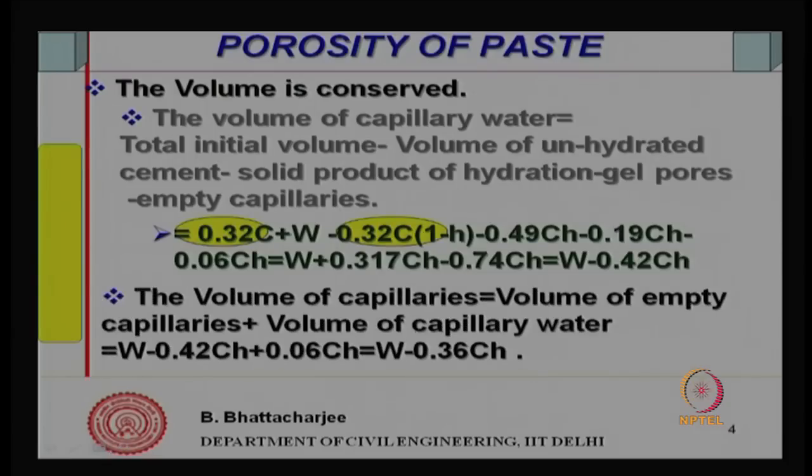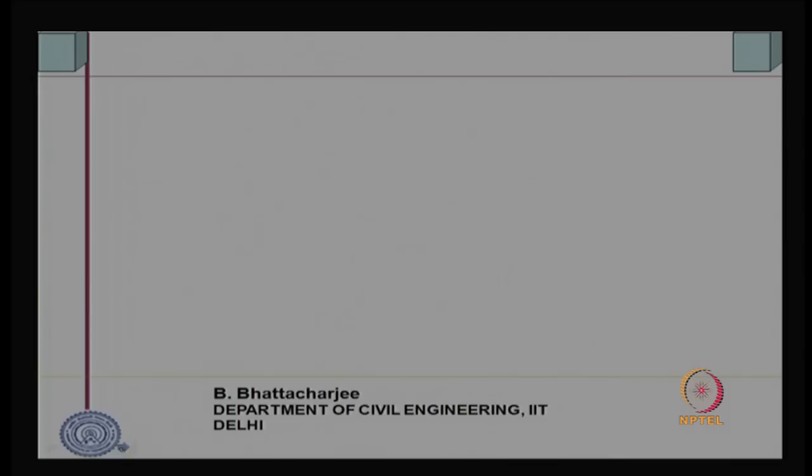Thus, the total volume of capillaries will be the volume of empty capillaries plus the volume of capillary water. If I sum up W minus 0.42 CH plus 0.06 CH, I get W minus 0.36 CH. So, the total volume of capillaries in the system will be W minus 0.36 CH. Thus, I can get an expression for capillary porosity.